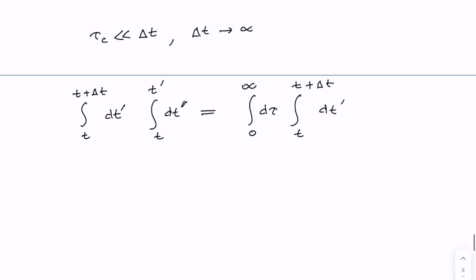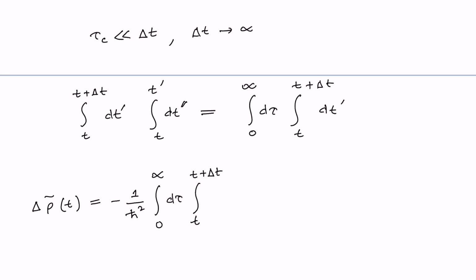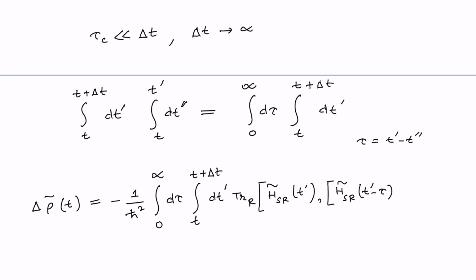With this I can rewrite the expression for the system density operator: delta rho tilde at t is equal to minus 1 by h bar square, integration 0 to infinity d tau, then integration t to t plus delta t dt dash, trace over the reservoir, and here I have the commutator of H tilde SR at t dash with H tilde SR at t double dash, which is now t dash minus tau, because you recall that tau is equal to t dash minus t double dash, so that means t double dash is equal to t dash minus tau, right?